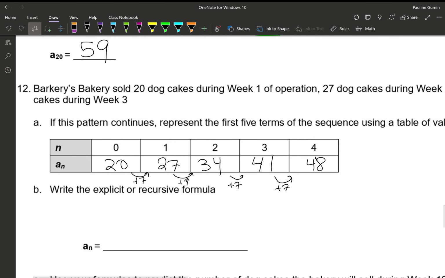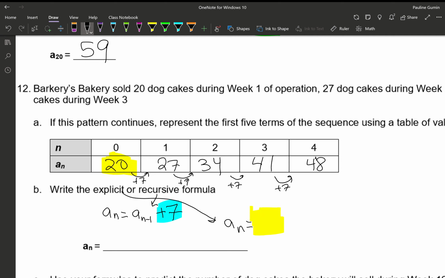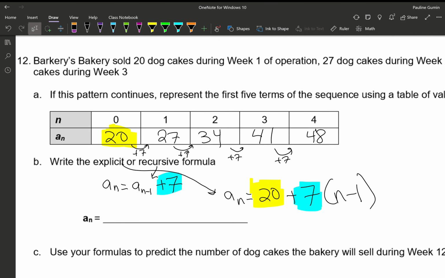Cool. Write an explicit or recursive formula. For the sake of this review, I will write both. So let's start off with the recursive. For the recursive formula, it would be a_n equals a_(n-1) plus d, our pattern. So plus 7. For explicit, this is actually the one I personally prefer. We begin with our first term plus our common difference, and then n minus 1. So either of those would be the correct answer. It's up to you which one you choose to use.